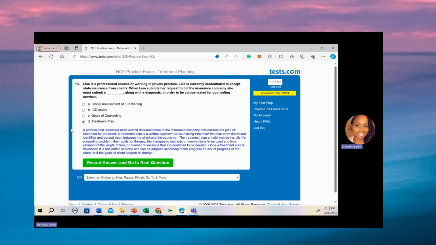A professional counselor must submit documentation to the insurance company that outlines the plan of treatment for the client. A treatment plan is a written approach to counseling treatment that has been discussed, identified, and agreed upon between the client and the counselor. The treatment plan should include the client's presenting problems, their goals for therapy, the therapeutic methods or interventions used, time estimate, and the number of sessions that are predicted to be needed. Once a treatment plan is developed, it is not written in stone and can be adapted according to the progress or lack of progress of the client, or if the goals of the client happen to change.